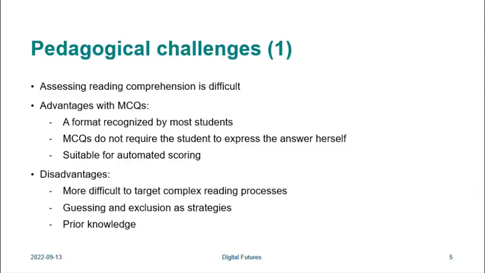However, there are also some disadvantages associated with multiple choice questions. It is more difficult to target complex reading processes, such as when the student should interpret or reflect upon the reading. There are also a number of challenges associated with the difficulty of discerning the student's reading comprehension and nothing else. The student can always guess, and you would want to avoid a situation where one alternative is obviously incorrect. And depending on the topic of a given text, the student's prior knowledge can influence how they answer, and you would want to avoid a situation where the student can answer the question without reading the text.